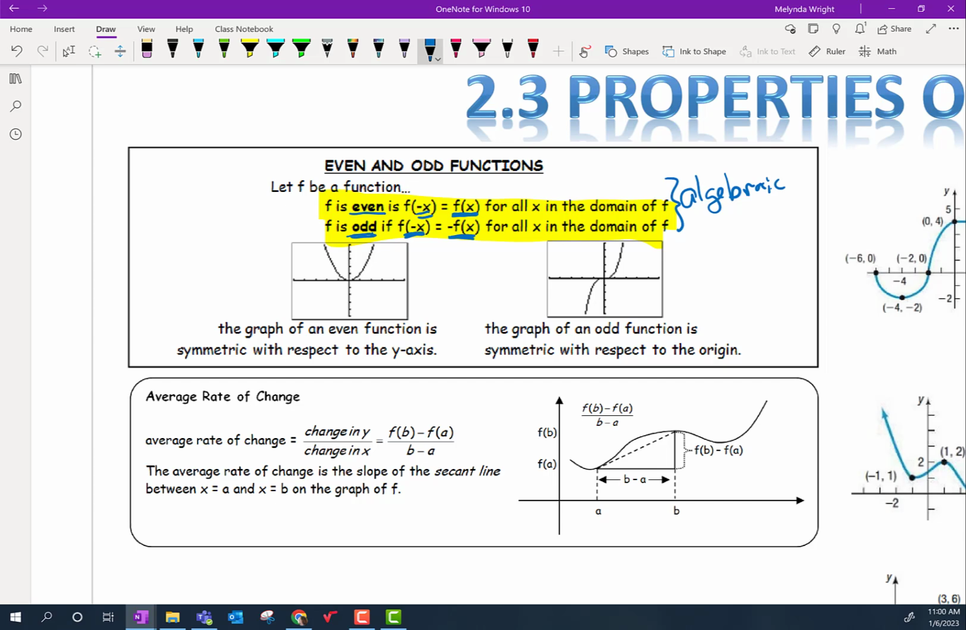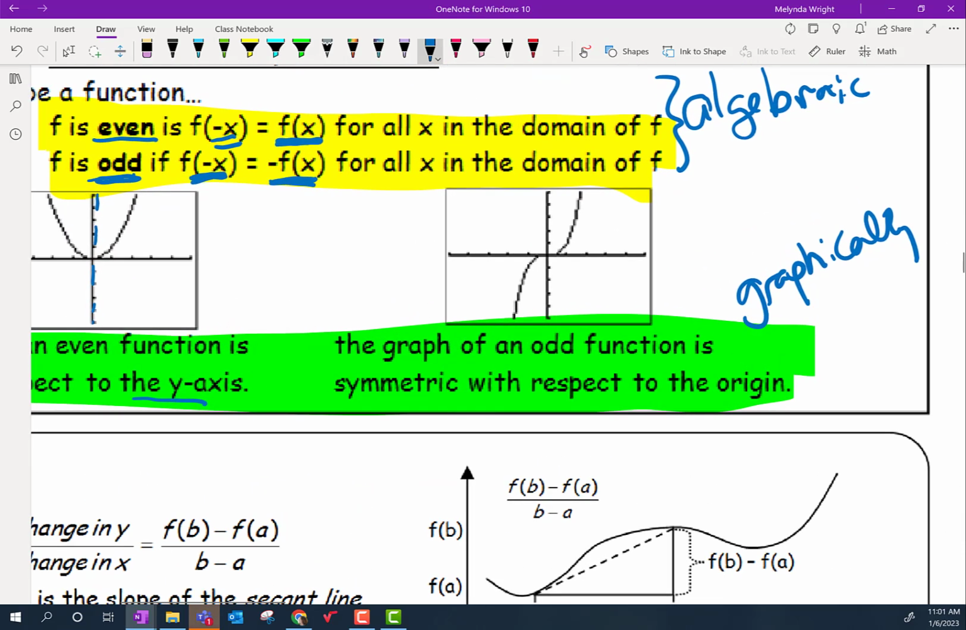There's also a graphing way to determine that, and it is here at the bottom. If the function is even, the function is symmetric with respect to the y-axis. So the line of symmetry would be the y-axis. It would be identical looking left and right of the y-axis. That's an even function, looking at it graphically. And an odd function is symmetric with respect to the origin, which I always found really weird.